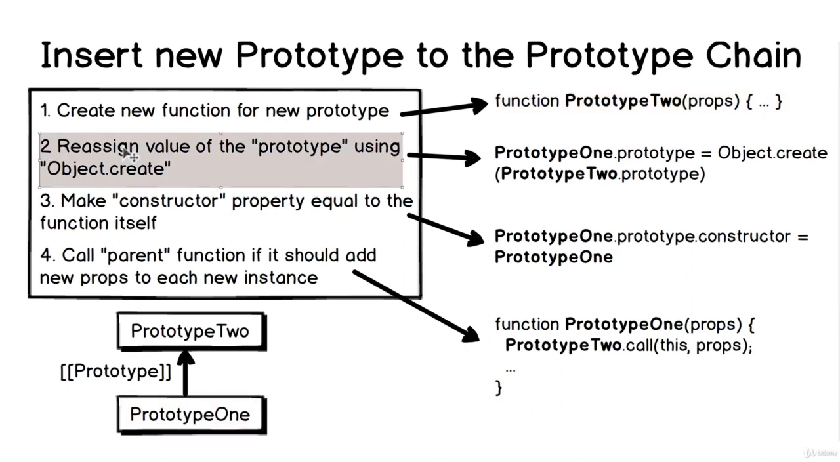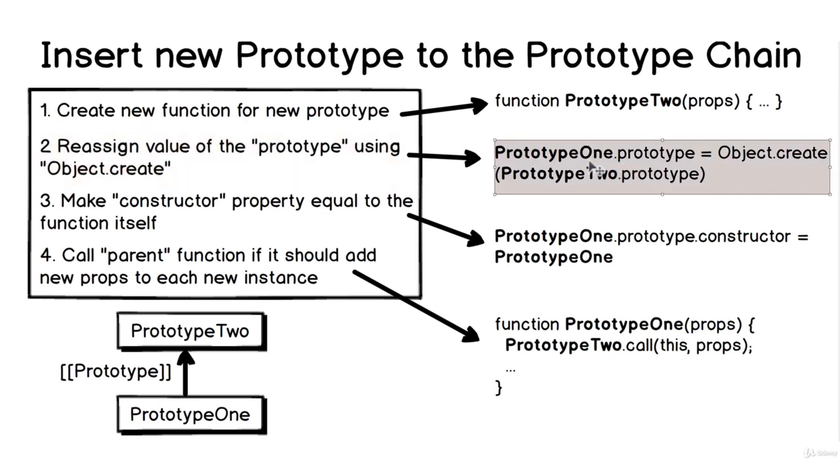Next, you need to modify this prototype 1. And first, you need to reassign value of its prototype property. And you should use for that object.create. And here is command for this. After this command, prototype of prototype 1 will be set equal to prototype2.prototype.